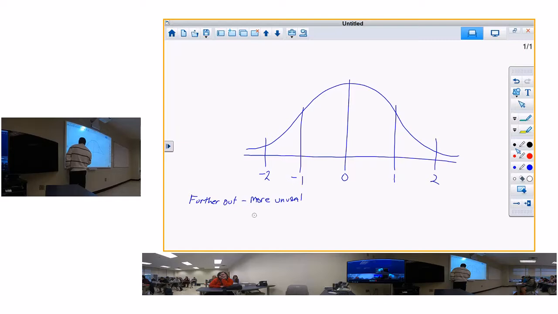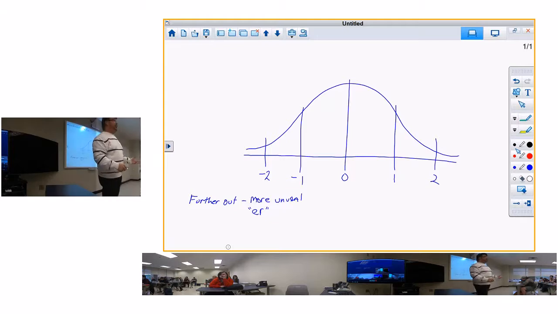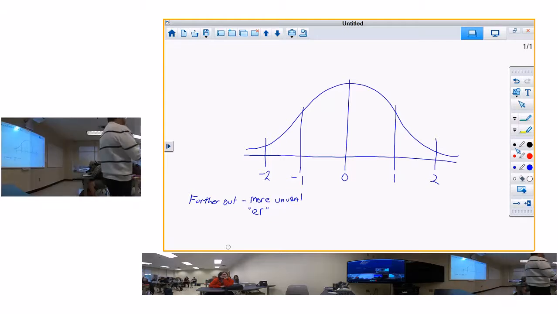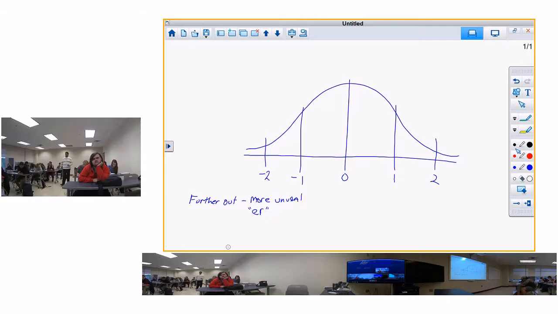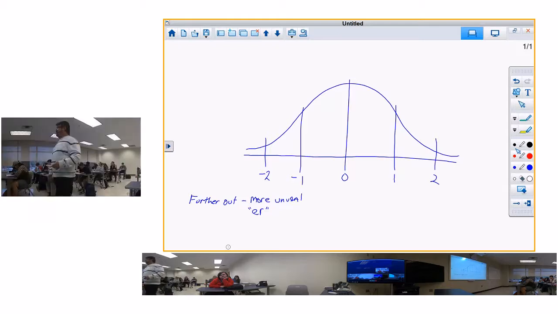And that would be an ER type question. Who is taller? Who is shorter? Who is wider, who is thinner, who is whatever? If it has an ER on it, it asks for who is taller. It is comparing two heights, two weights, two whatevers. Then the further out it is, the more unusual or the taller they are, relatively.